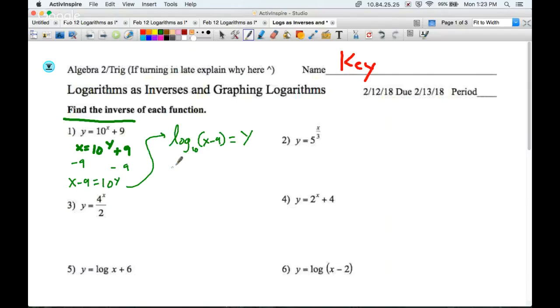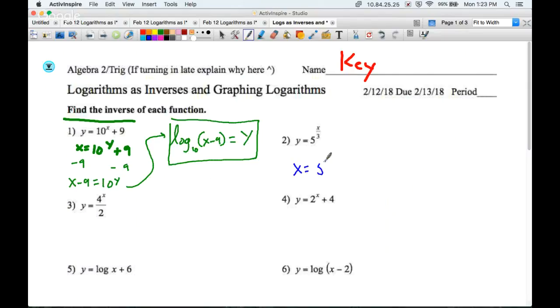You can double check this with the swoop. 10 to the y equals x minus 9. That is that equation there. So we're done. We have found the inverse. It is this function here. Let's try number 2. First thing I'm going to do is swap that x and that y.